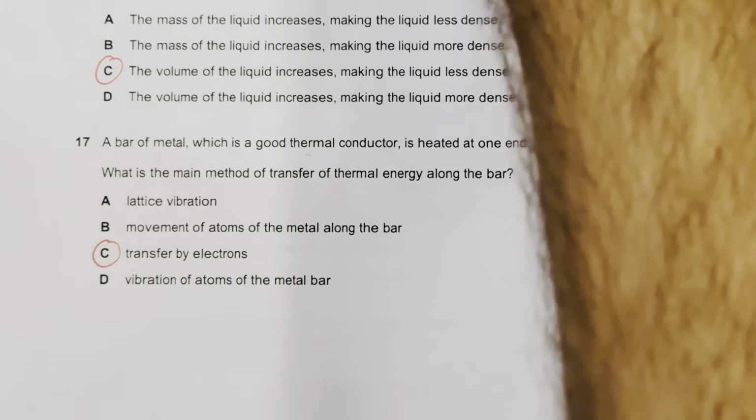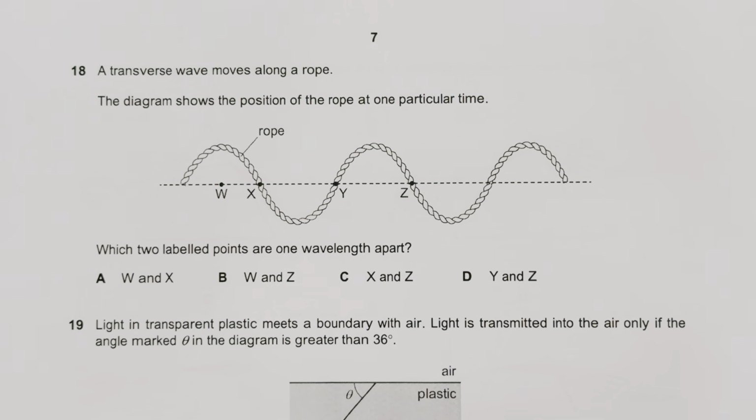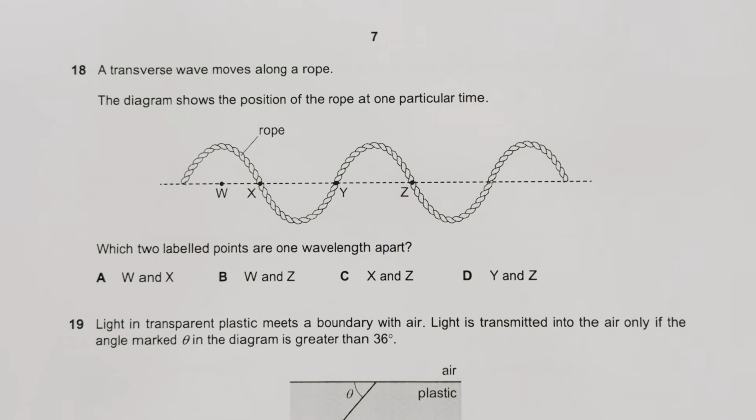Moving to question number 18. Question number 18 is from the topic of waves. A transverse wave moves along a rope. The diagram shows the position of a rope at one particular time. Which two labelled points are one wavelength apart?